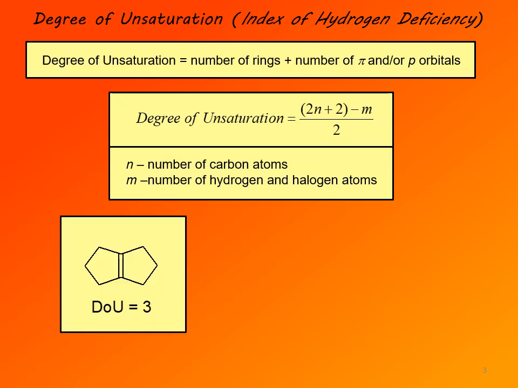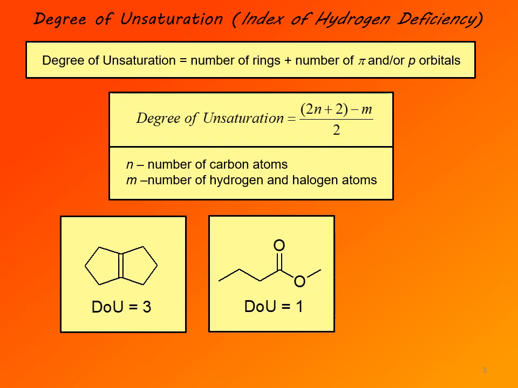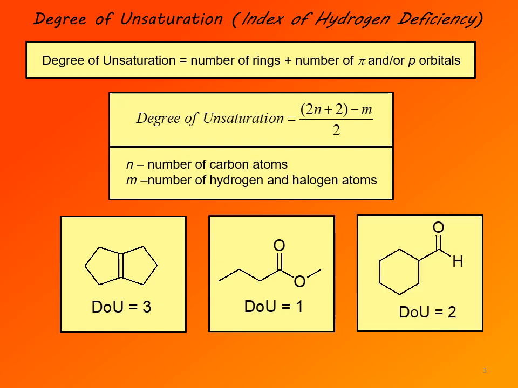So here are some examples. This compound has 3 degrees of unsaturation. It has 2 fused rings and a double bond. Double bond is common to both rings, but it's 1 double bond and 2 rings. So that means 1 pi orbital and 2 rings, total of 3 degrees of unsaturation. This compound has 1 degree of unsaturation, 1 pi orbital. And this compound has 2 degrees of unsaturation, 1 ring and 1 pi orbital.